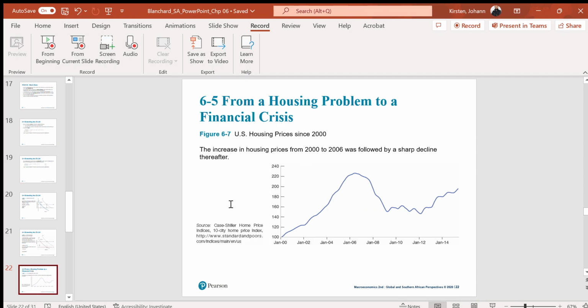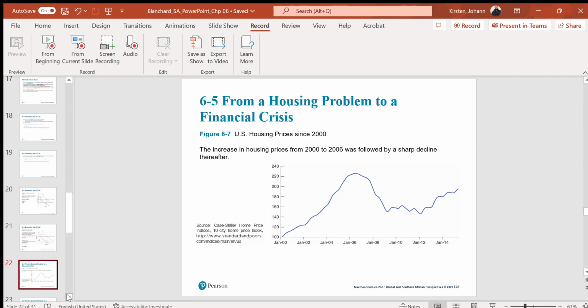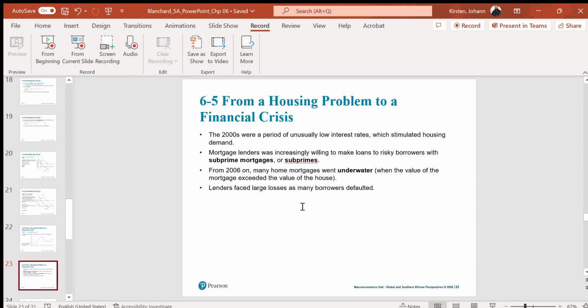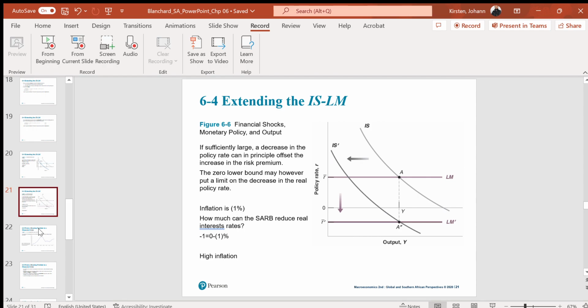The housing price, you can go and read through. Again, it's a nice background study about how really the financial crisis worked. You can go through these. I just want to take you through this one again.